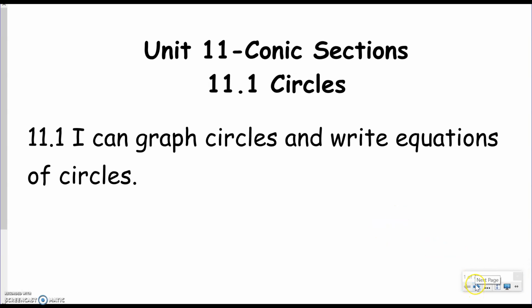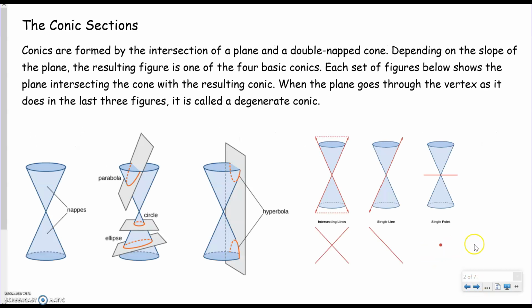The first conic section we're going to talk about today is circles, but just a little basic background. Conics are formed by taking two cones stacked on top of each other. They call it double naped. So the vertex, or the tip of the cone, is stacked, and they cut those cones with a plane.